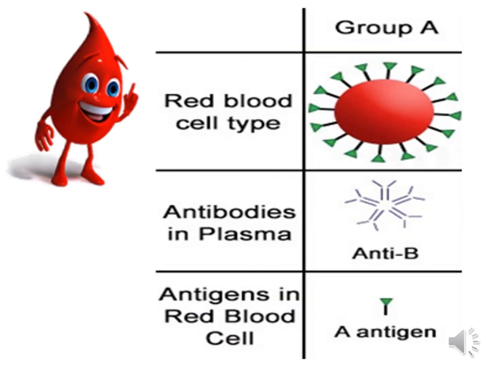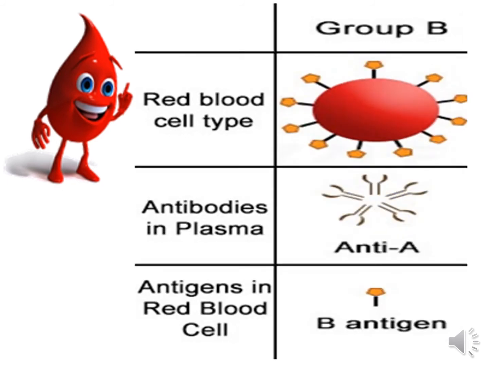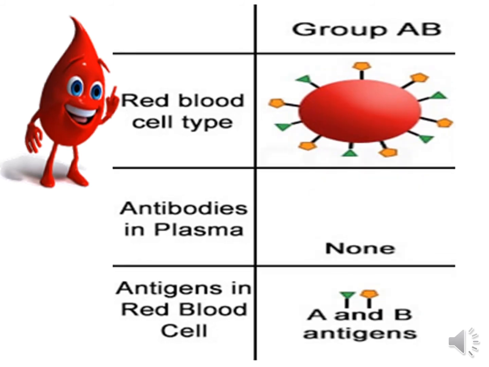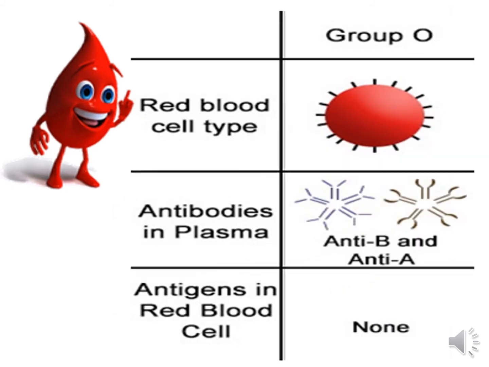In blood group A, the antigens are A. Therefore, the antibodies are anti-B. In blood group B, the antigens are B. Therefore, the antibodies in the plasma are anti-A. In blood group AB, you've got both A and B antigens, so you won't have any antibodies in the plasma. In blood group O, you don't have any antigens on the red blood cell. However, the antibodies in the plasma are anti-A and anti-B.